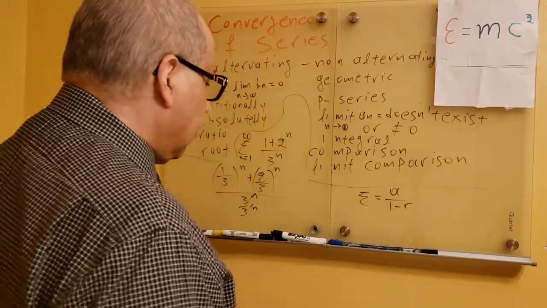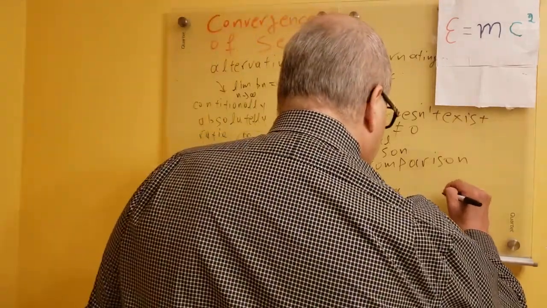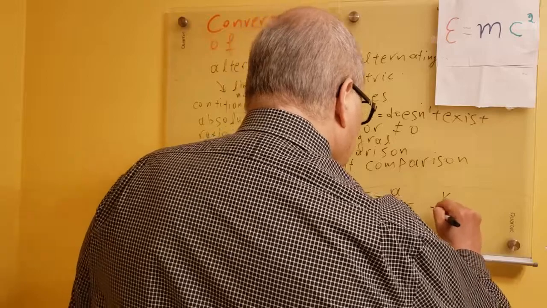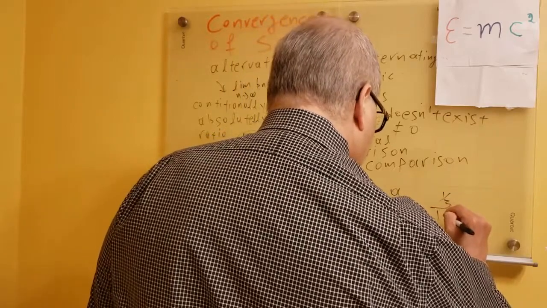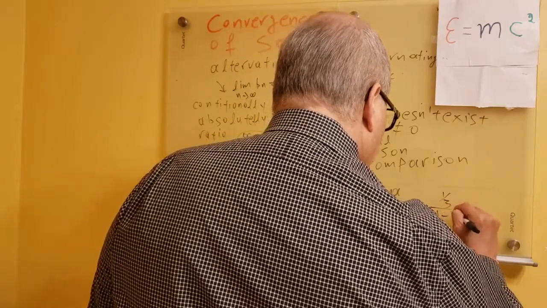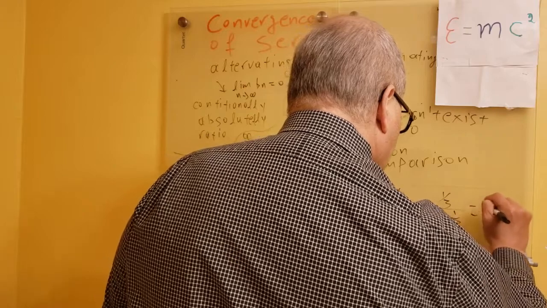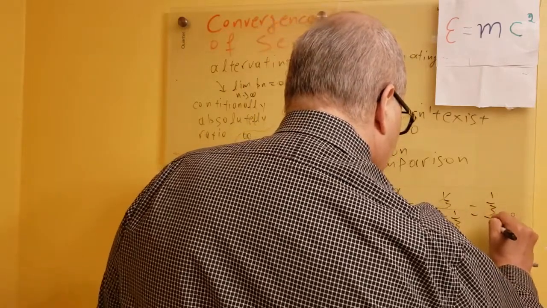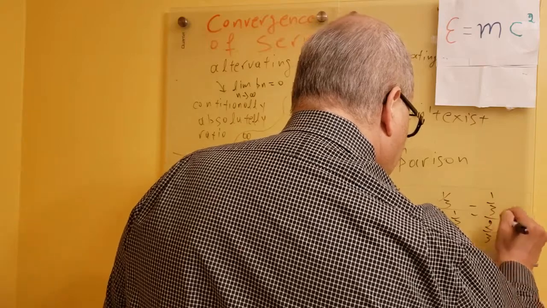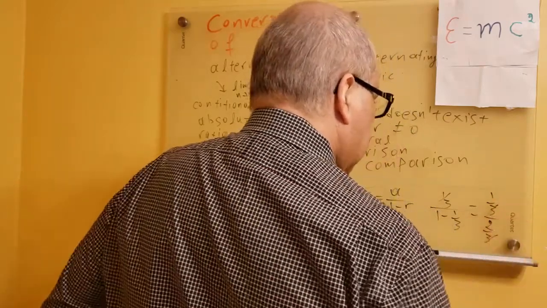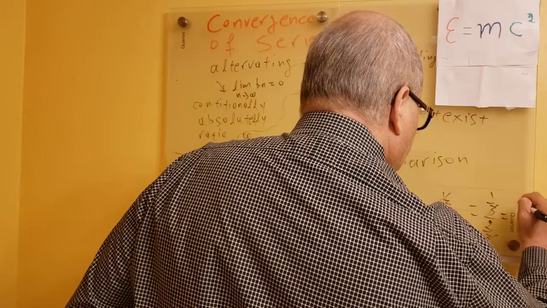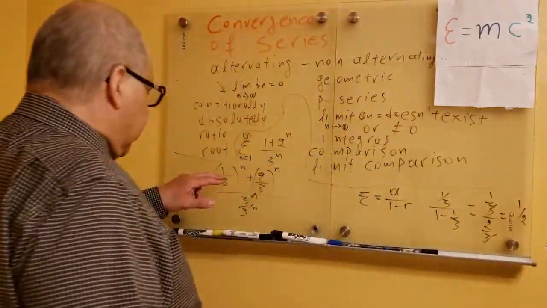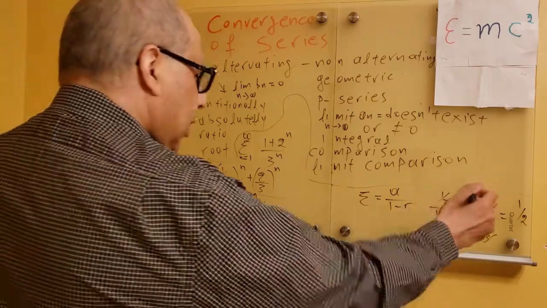So for the first one, the first term is 1/3, and the ratio is also 1/3, so it's 1 minus 1/3. So this here will be 1/3 over 3 minus 1 over 3, which is 2/3. And if we take out the 3's, this will be equal to 1/2. So the first series converges to 1/2.